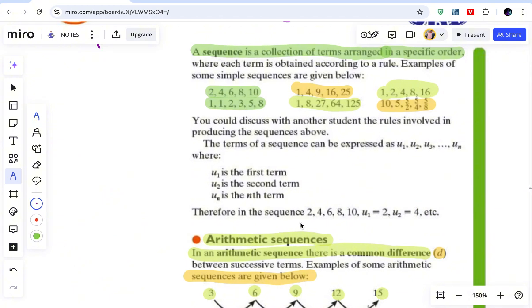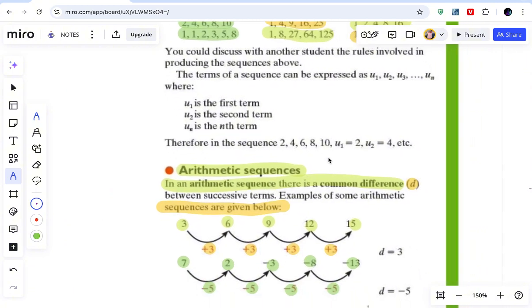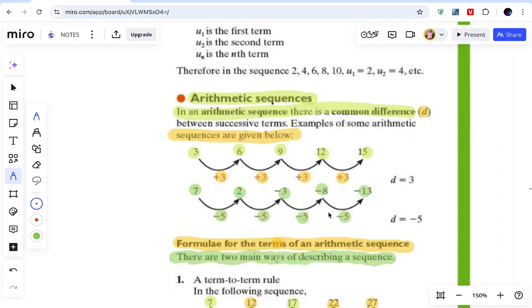So for this we can write U1 as the first term. We can use U for term, so U1 is the first term, U2 is the second term, U3 is the third term, Un will be the nth term. So for this sequence, 2 is U1, 4 is U2, and so on and so forth. Is that okay? Now let's talk about the arithmetic sequence like we've mentioned.